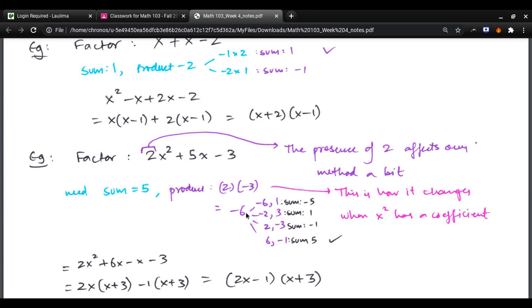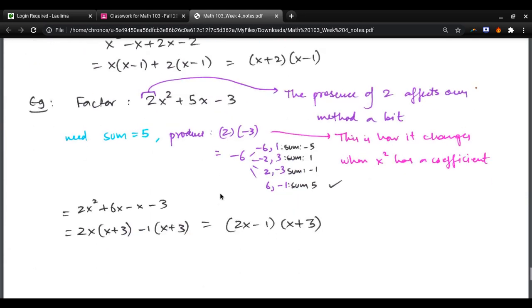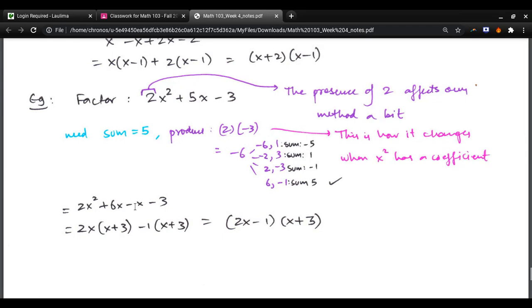Now, negative 6 has factors negative 6 and 1, whose sum is negative 5; negative 2 and 3, sum of 1; 2 and negative 3 with the sum of negative 1; and 6 and negative 1 with the sum of 5. So we select that. We break up 5x as 6x minus x, and we get our factors as 2x minus 1 times x plus 3.